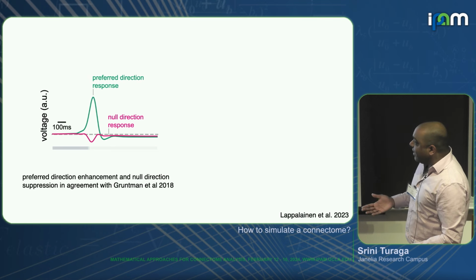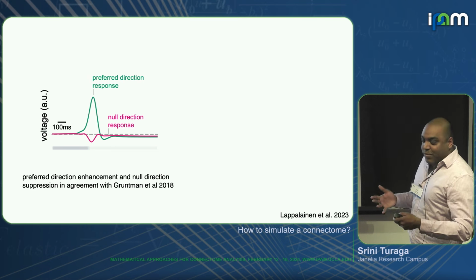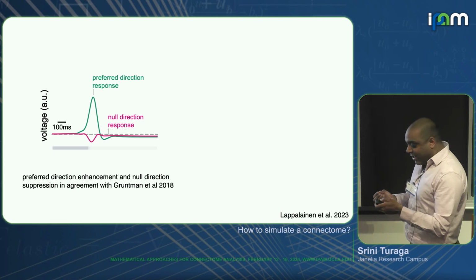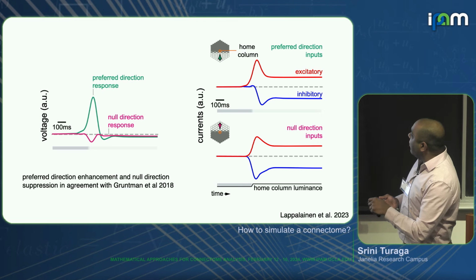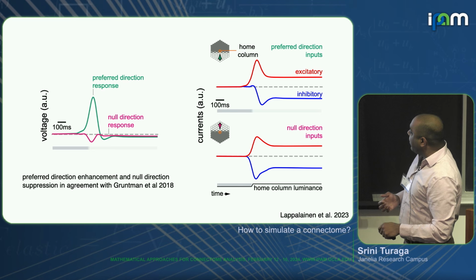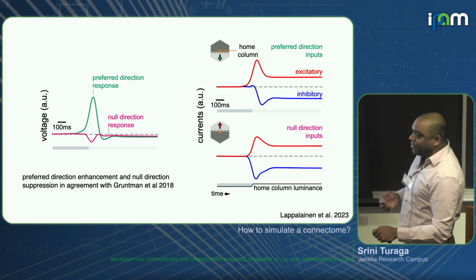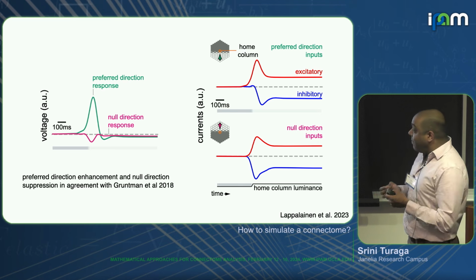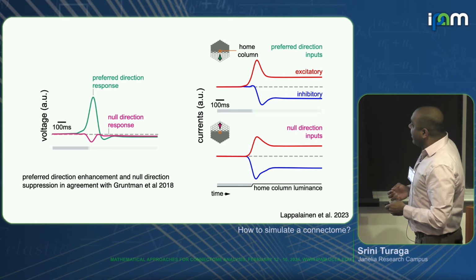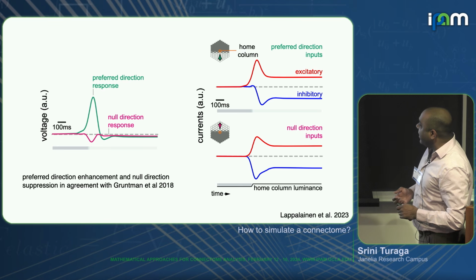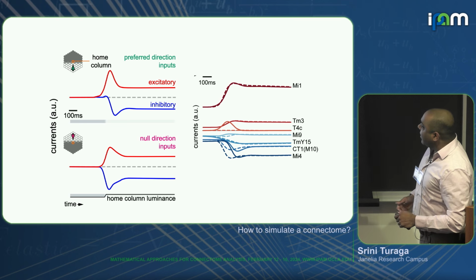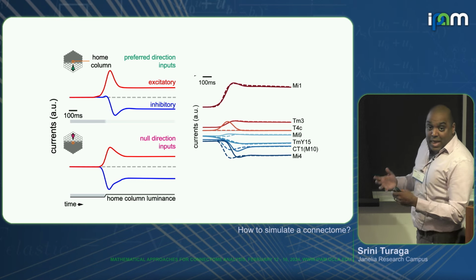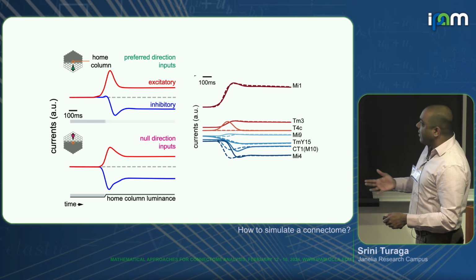And the cool thing that you can do with our model that's harder in experiment is to dig down mechanistically and figure out what's going on underlying this response. You can ask, what are the excitatory inputs doing? What are the inhibitory inputs doing for one direction versus the other? This is something that's been the topic of a lot of experimental work. So this is something that we can address with modeling, with mechanistic models of this sort. We can even dig down further and ask, so these are all the main input cell types to this T4 neuron.